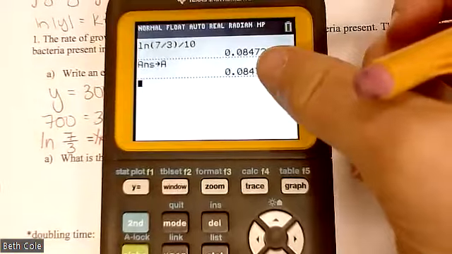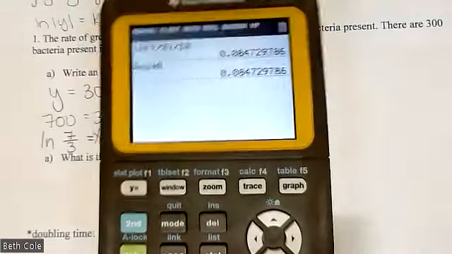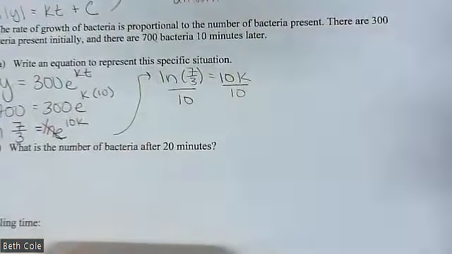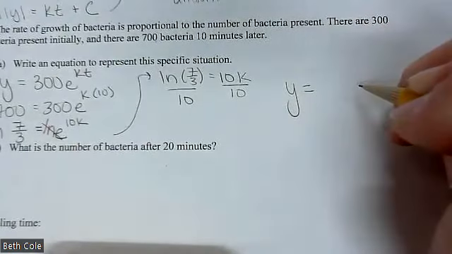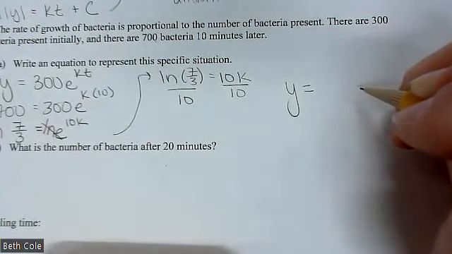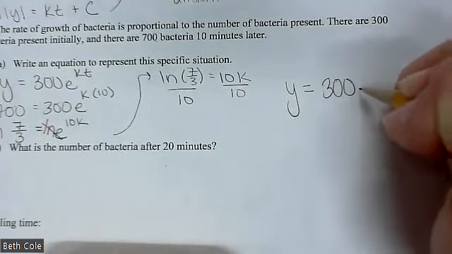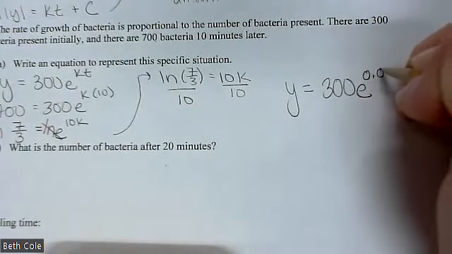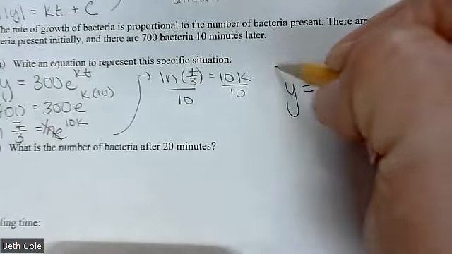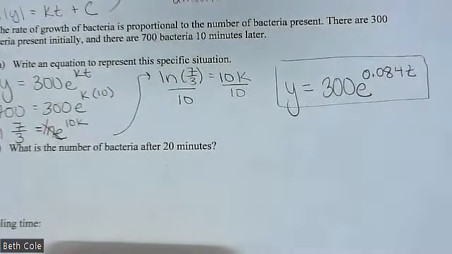3. And I would truncate, so 0.084. So our equation, because this said write an equation, it would be y equals, what was our initial amount? 300? 300 e to the power 0.084t. That's your equation. Your equation should have a y and a t in it.